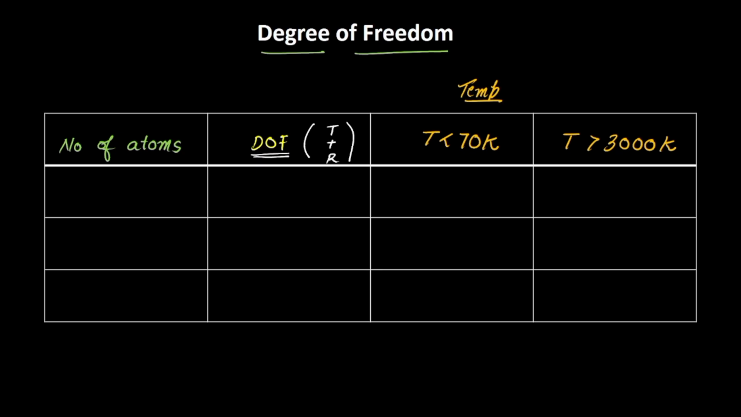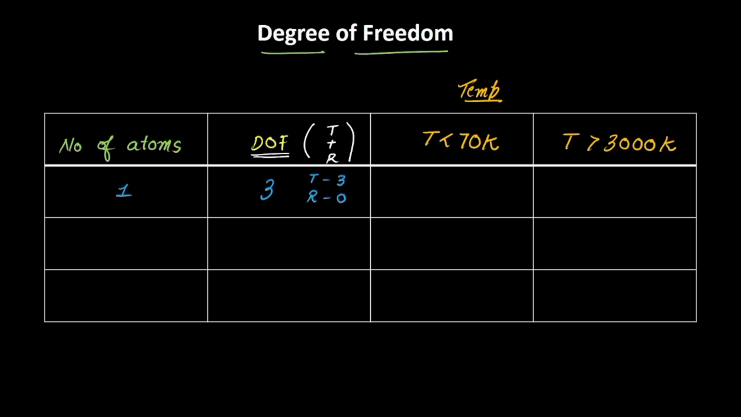First let's understand with respect to the different number of atoms. Let's say a molecule contains only a single atom. In that case, the degrees of freedom would be 3. That is, it will have all 3 degrees of freedom in the translational, and in the rotational, it would have 0 degrees of freedom.